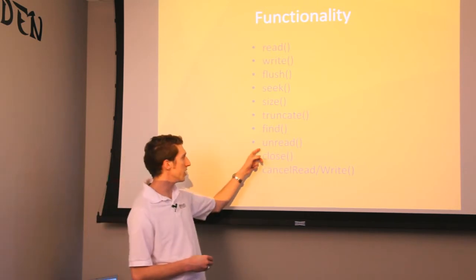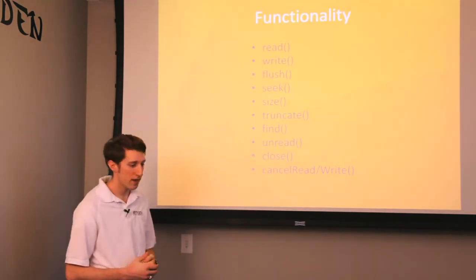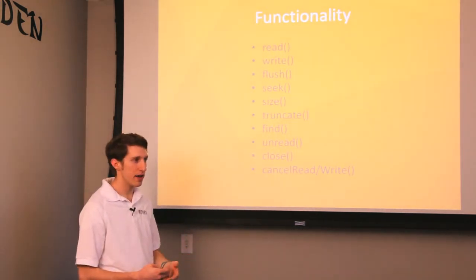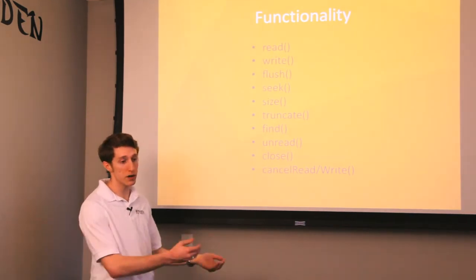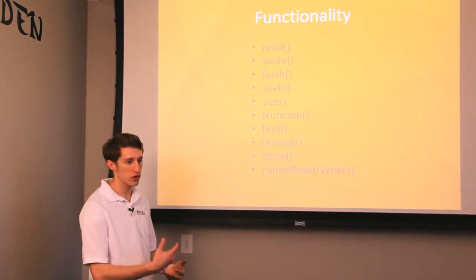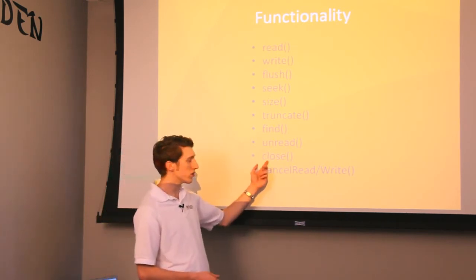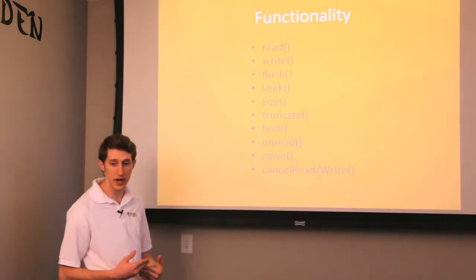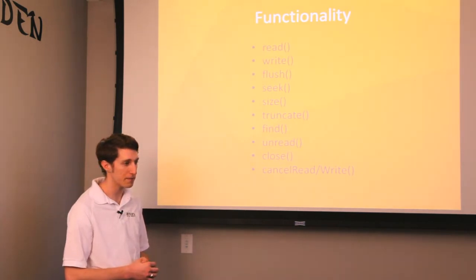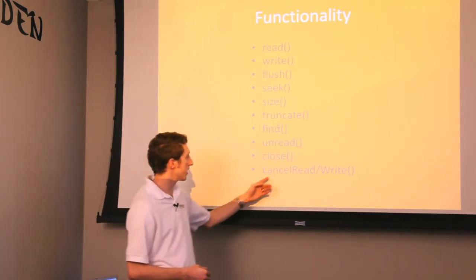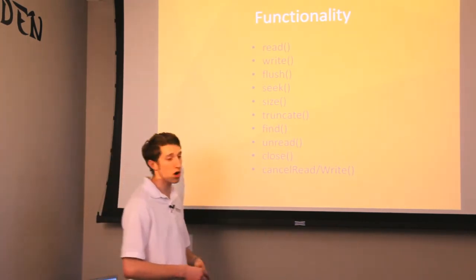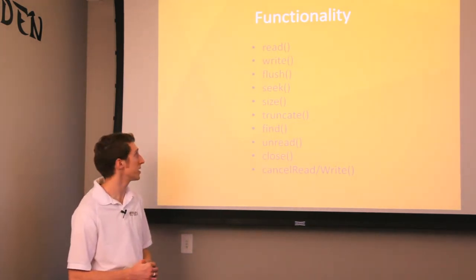You can unread, which means that I read some data, I didn't really use it, I want to put it back on the stream to allow somebody else to read that data. You can close read or write directions or both at the same time. And you can cancel a read or write that's in progress on another fiber or thread.